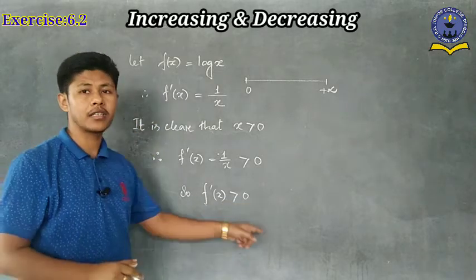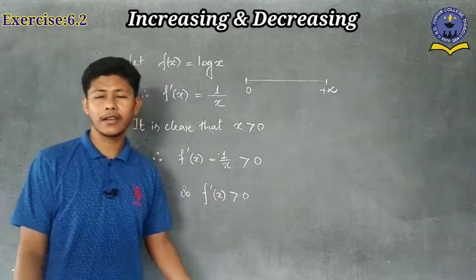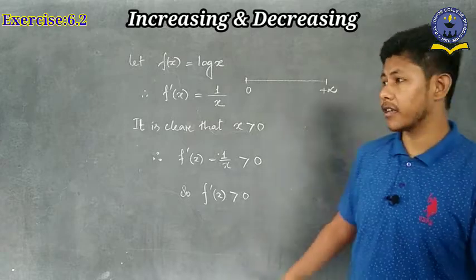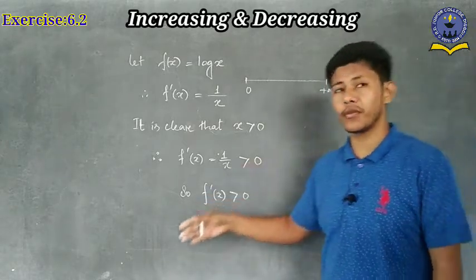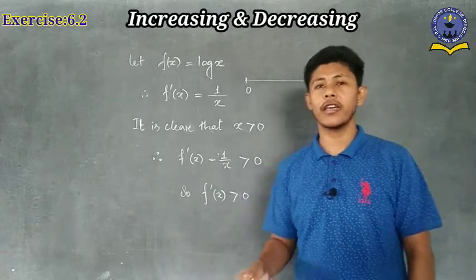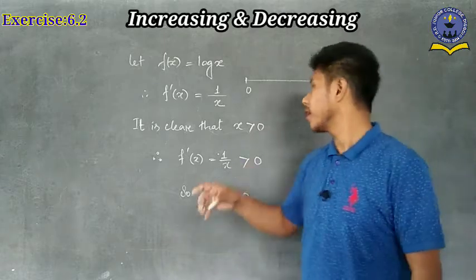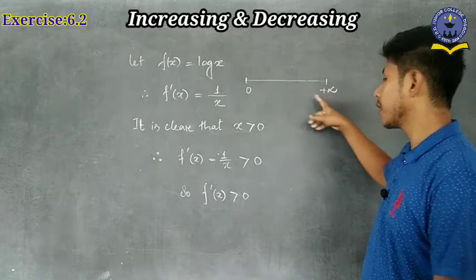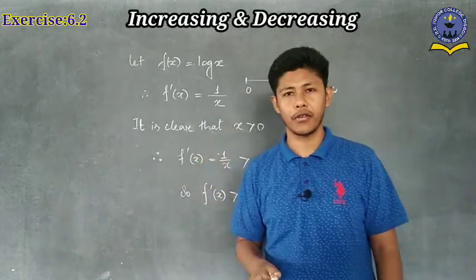Now f dash of x greater than 0 means this is the condition of what? Strictly increasing, isn't it? So this is the condition of strictly increasing. So that's why, ultimately, the final conclusion we have to write is: hence the given function f(x) is strictly increasing in the interval 0 to infinity. 0 is not included, because if 0 is included then it is undefined, and infinity is obviously an open interval. So that's why we have to write 0 to infinity.